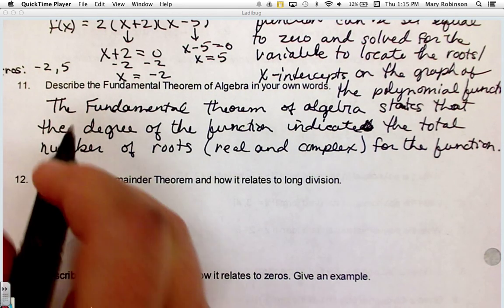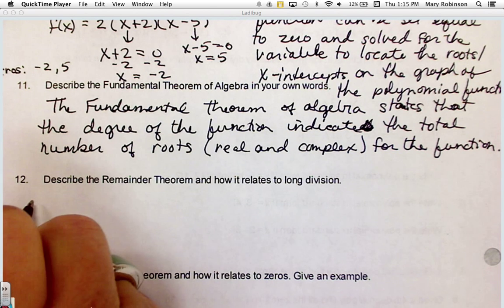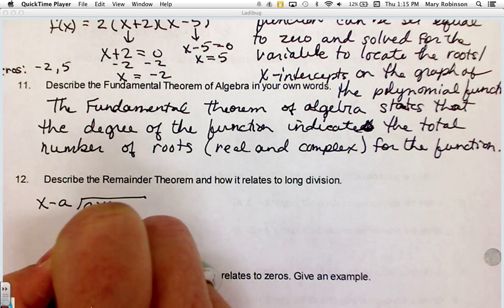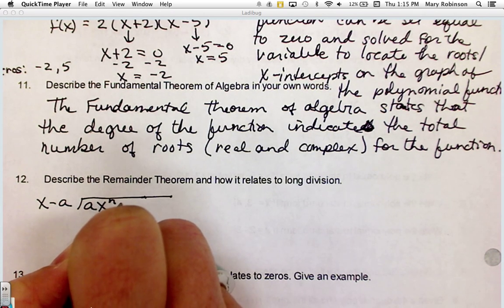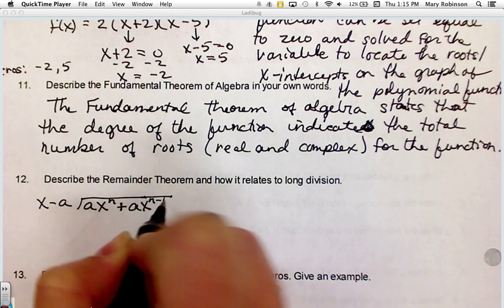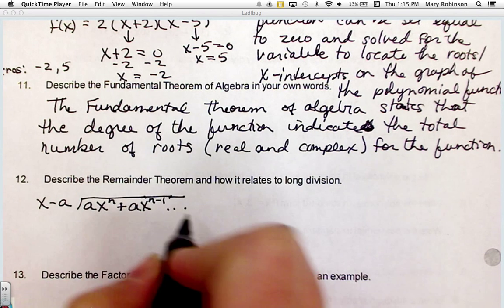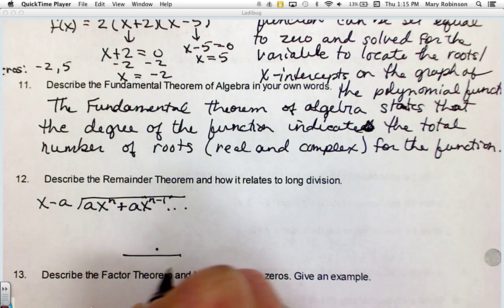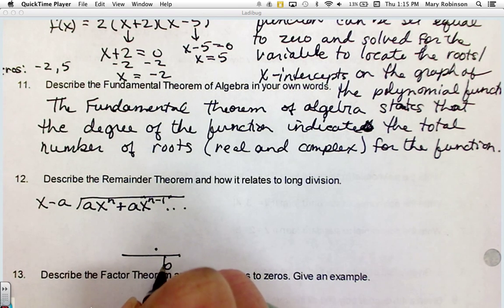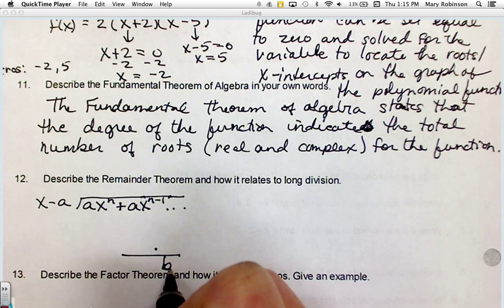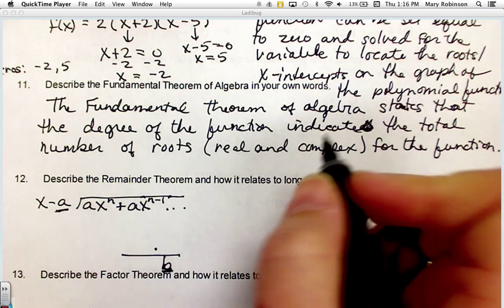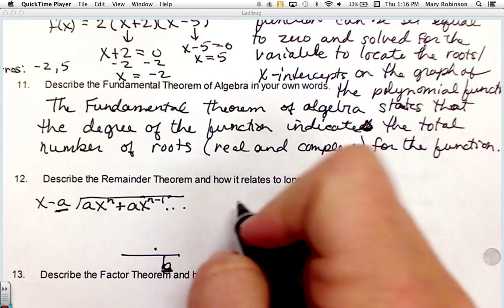The remainder theorem says that if we were to do division, say we had a polynomial x minus a, and we divide it into some polynomial ax to the n plus ax to the n minus 1, meaning it's decreasing, that when we did this division, we would end up with a remainder. Let's say we get a remainder of b. So what it says is that if our remainder is b, then what we could have done was evaluate the function at a to get b. And this is how it relates.